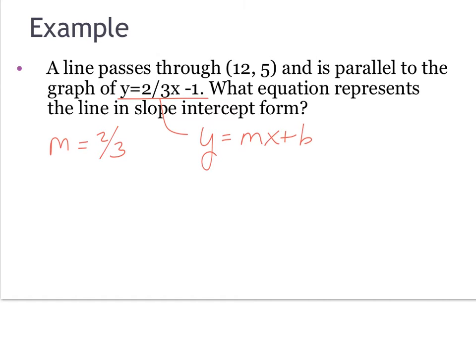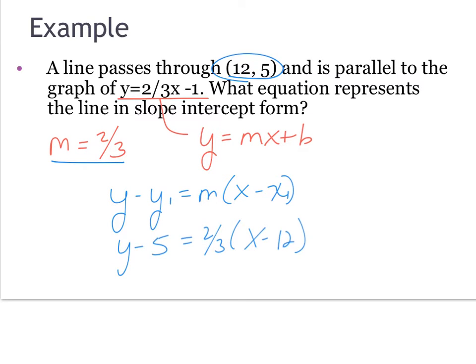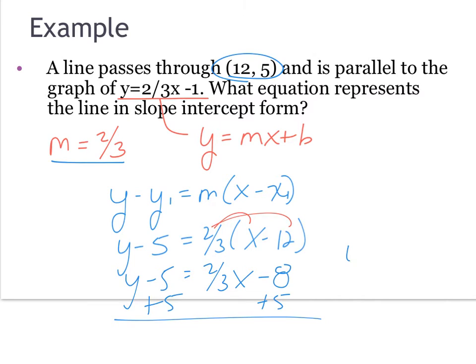Now we take our slope and we take our point and we put it in point-slope form. Then we do our distributive property. And we solve for y. So y is equal to 2/3 x minus 3. Notice that we have the same slope, so our lines are parallel.